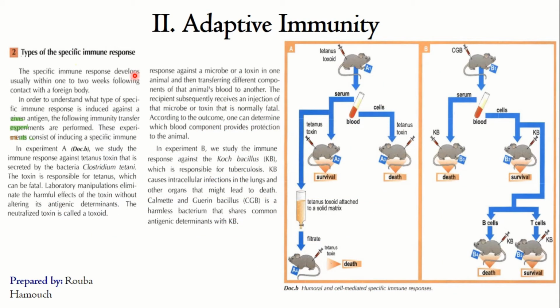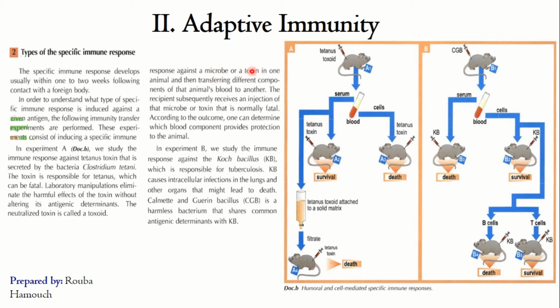Now passing to the second series of experiments. This series of experiments will show us the types of the specific immune response. The specific immune response develops usually within 1 to 2 weeks following the contact with a foreign body. In order to understand what type of specific immune response is induced against a given antigen, the following immunity transfer experiments are performed. These experiments consist of inducing a specific immune response against a microbe or a toxin.